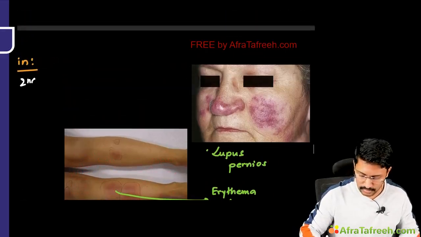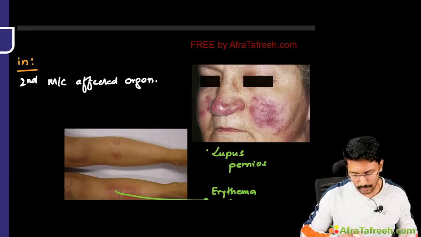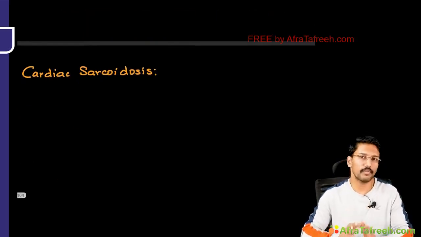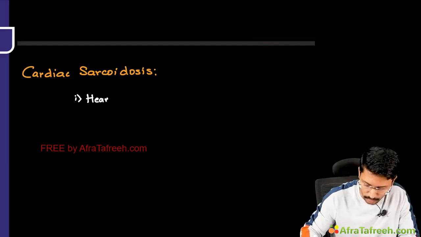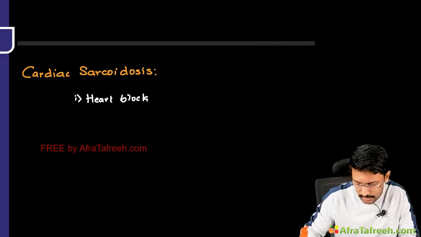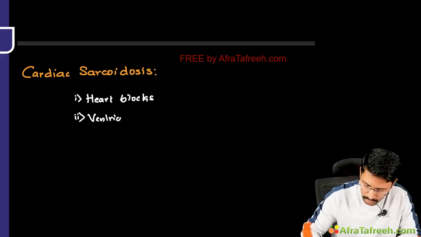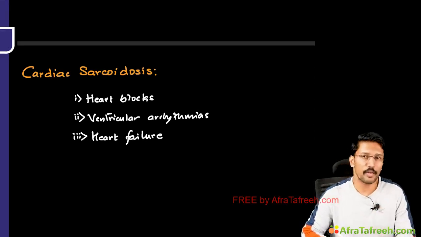Point to note, the skin is the second most commonly affected organ. Okay, now let's move to the next organ, that is cardiac sarcoidosis. What are the manifestations that we can see in a patient with cardiac sarcoidosis? Number one, we can see them presenting with heart blocks or AV blocks, rarely even SA exit blocks, but most commonly AV blocks. Sometimes they can present with ventricular arrhythmias. They can also present with heart failure. Both acute as well as chronic heart failure can be a presenting feature.